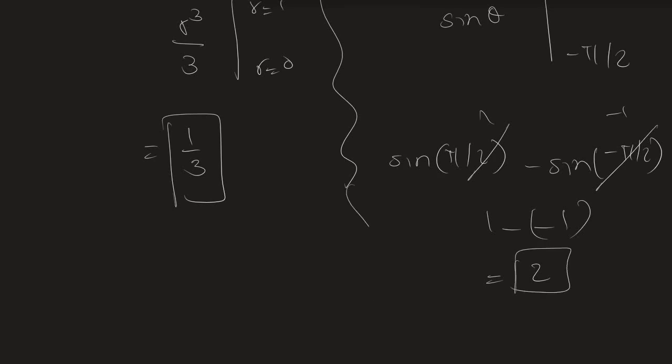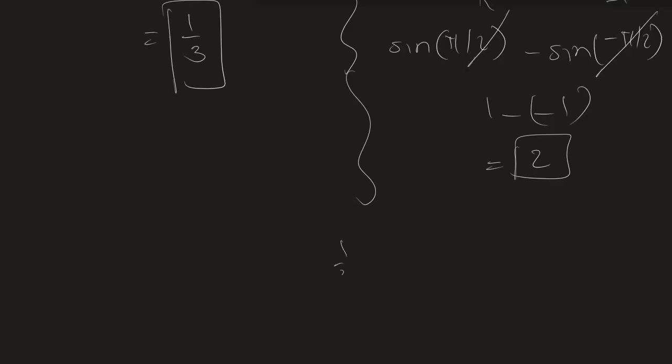We get 2 over here, and now we can multiply these two results. If we multiply these two, we get 2 over 3 as the final answer.